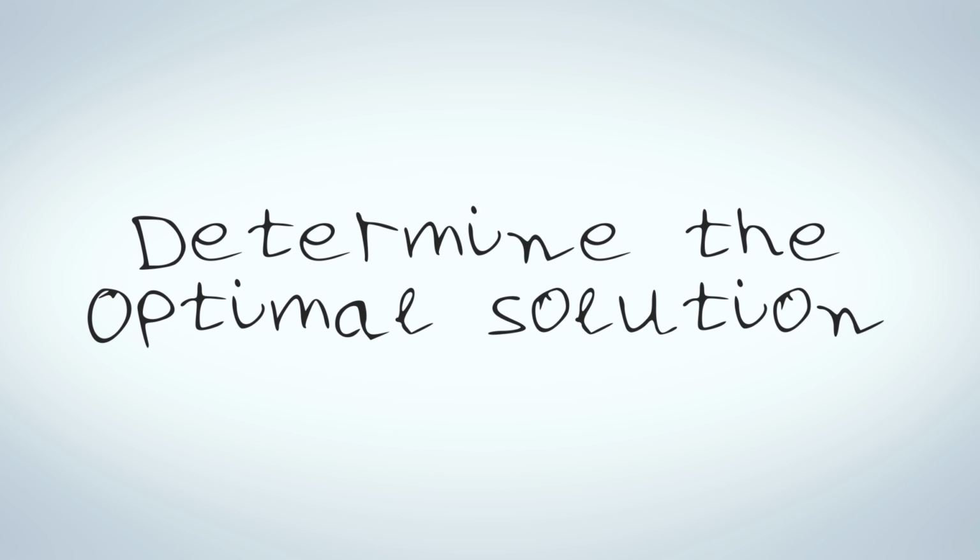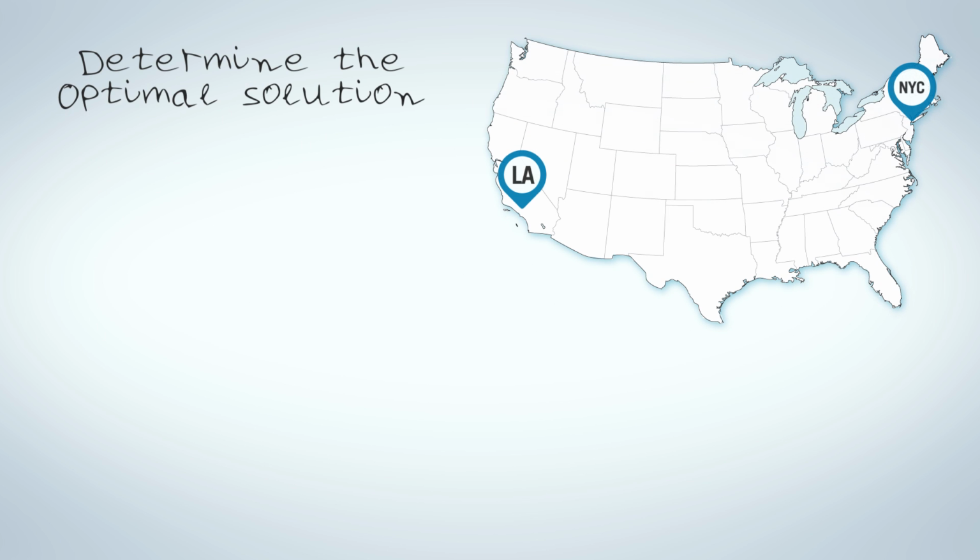Okay, now that we know the optimal objective, we need to determine the optimum solution. How do we determine the optimum solution? Well, we move now from right to left, from New York to Los Angeles.